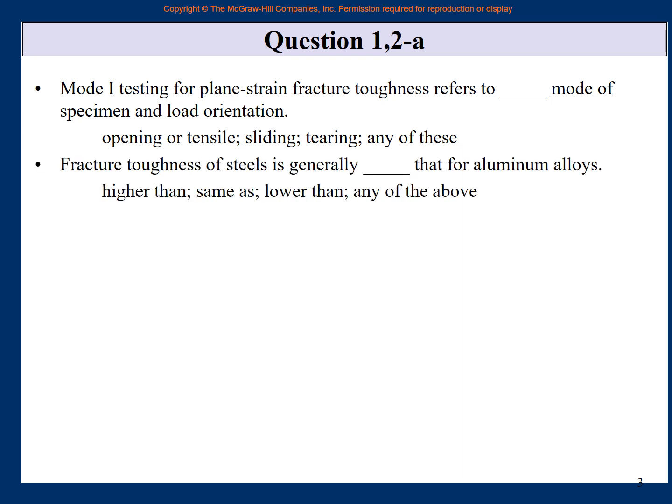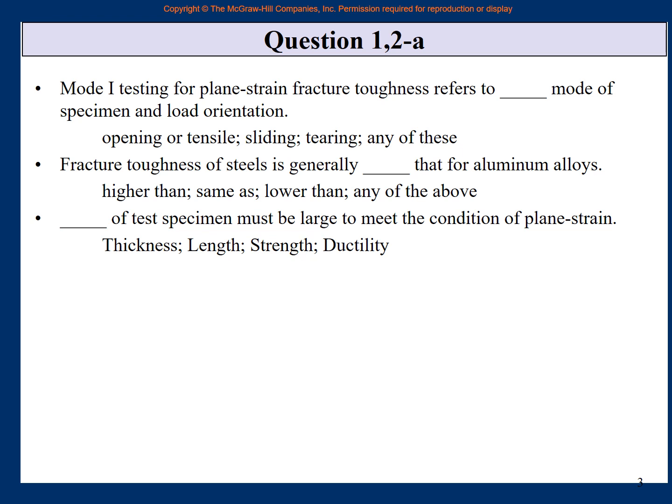Fracture toughness of steels is generally dash that for aluminum alloys: higher than, same as, lower than, any of the above. So if you remember even a little about materials, then you would know that fracture toughness of steels is generally quite high compared to aluminum alloys, so it is higher than.